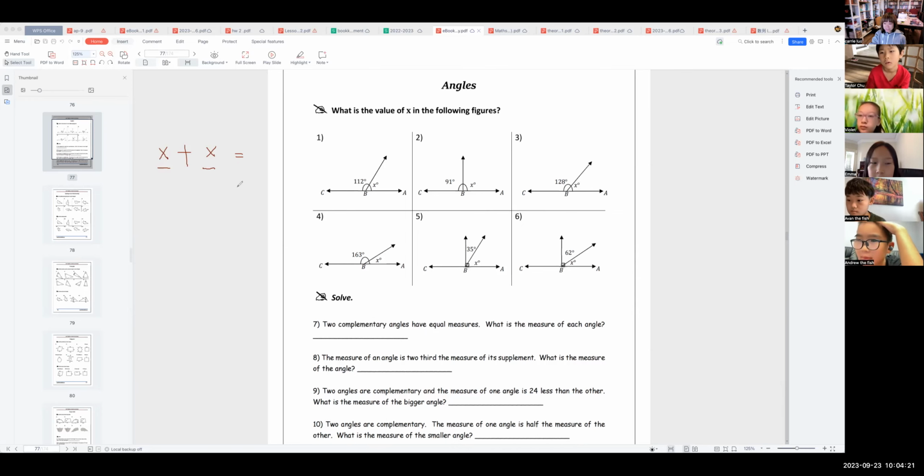Complementary x plus x equals 90. Very good. When two angles are complementary, Andrew, they plus together equals 90. When two angles are supplementary, they plus together equals what? 180.